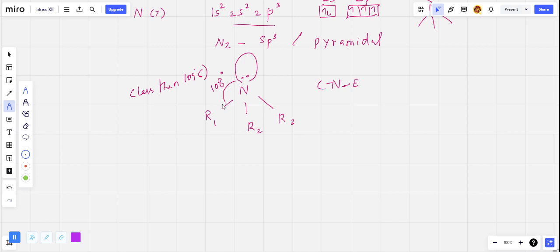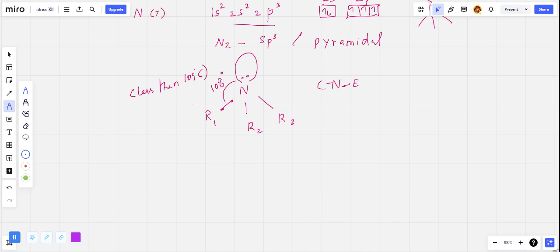So why is it 108? It is less than 109, and 109 means the angle for tetrahedral. Here it is 108 because of the repulsion between the bond pair and the lone pair, so the angle is reduced to 108.